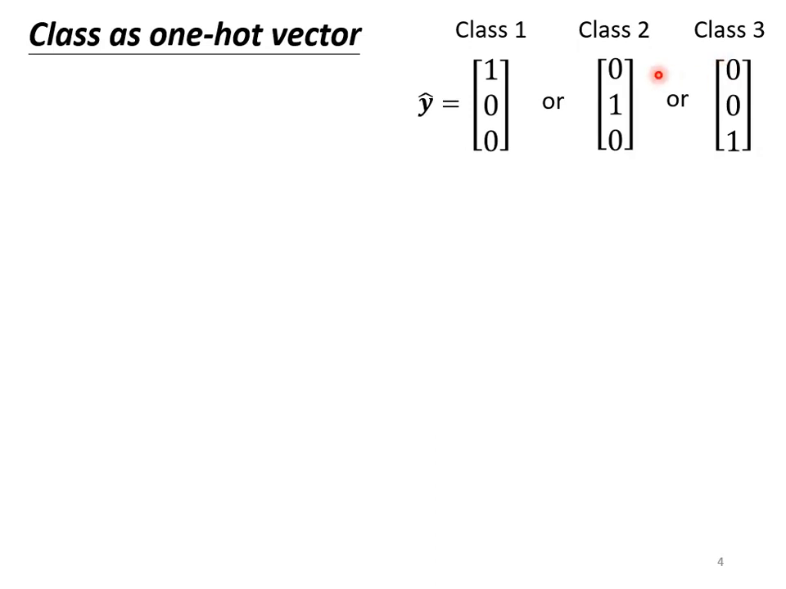And if you do so, we won't say that class 1 and class 2 are closer, and class 1 and class 3 are further. If you use one-hot vectors to calculate the distances, the distances between any two classes are the same.